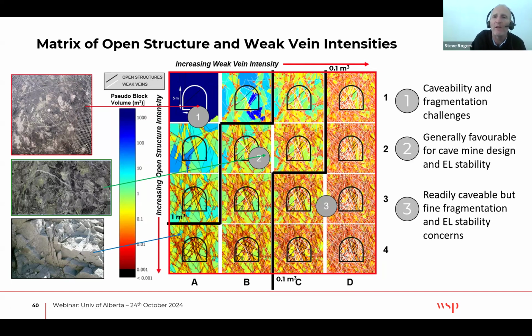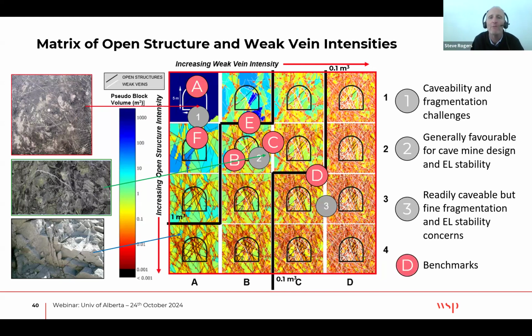And when we found that, we could say this relates broadly to the following. Anywhere in zone 1 is going to have cavability and fragmentation challenges. Zone 2 is the Goldilocks zone, where things should cave and we'll have extraction level stability. And zone 3 will readily cave, with incredibly fine fragmentation, but you're going to have significant extraction level instability. Then we found ways to drop lots of cave projects we've worked on into this framework, and it shows very, very good agreement.